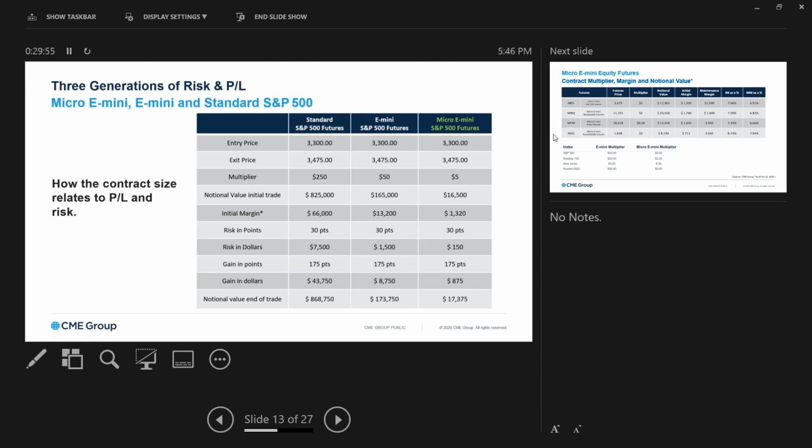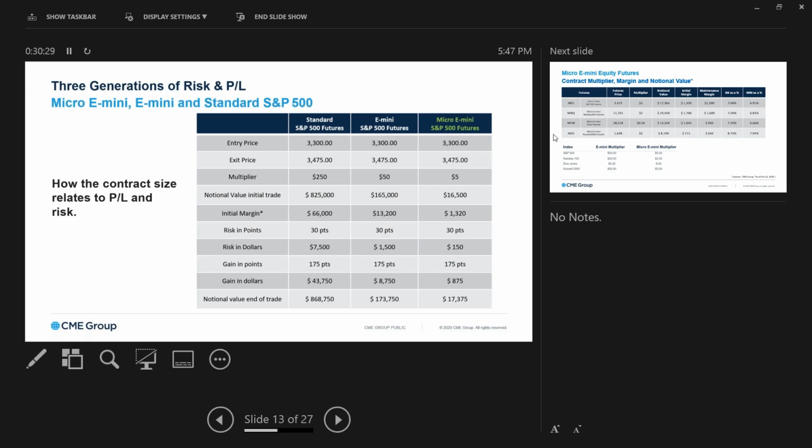You can only tolerate a 30-point index decrease from 3,300. Then this 30 points in dollar terms, if you convert it to dollars, 30 points multiplied by the contract size, $250, becomes $7,500. And in the same way, if you multiply by the contract size for the micros, the same 30-point index drop, the risk in dollars is 30 points multiplied by $5, so $150.